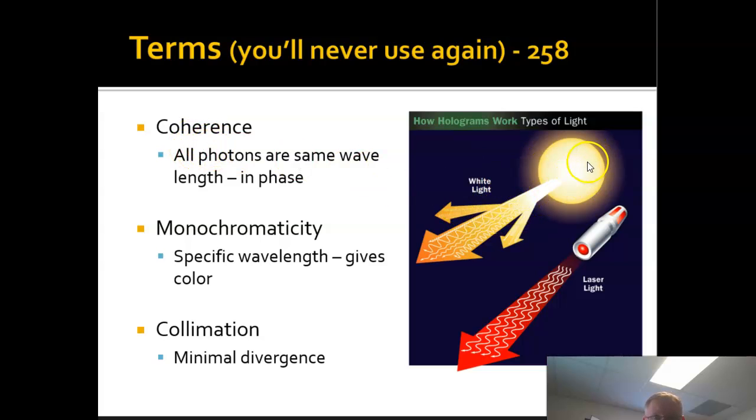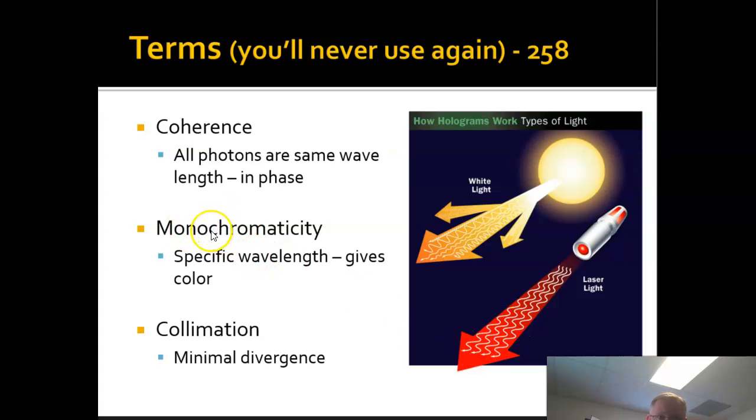This is just white light from the sun or from our lights in the lab. It's all these different wavelengths coming out, so we don't really see a beam of light. We just see light. When we see the laser pointer, all that light coming out is in phase. So they're all the same wavelength. It all comes out as that specific color.